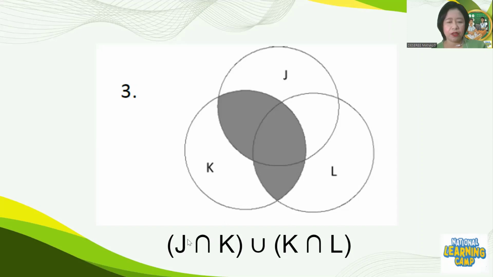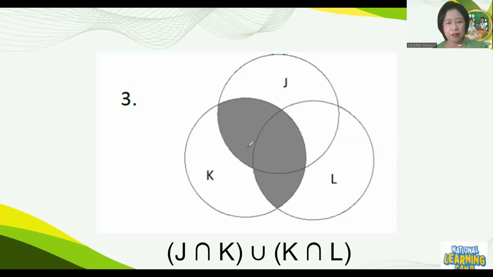Okay, so start from J intersection K. Here is the set J, and then set K, the intersection of J and K. And then we have K intersection L. So this part is the intersection of K and L.